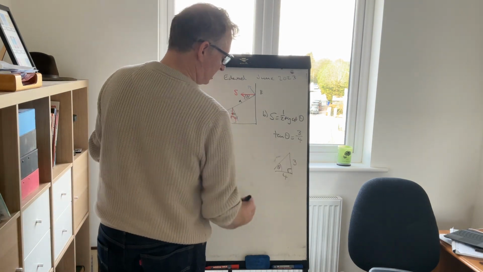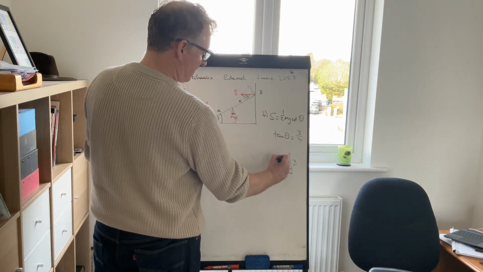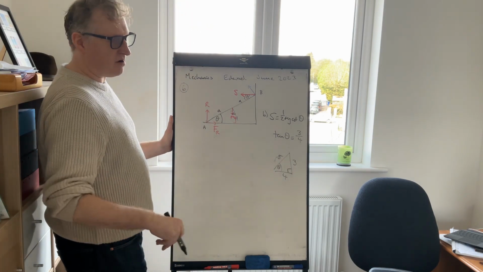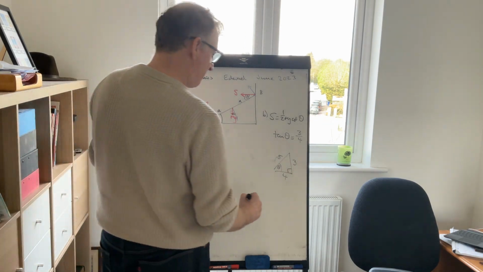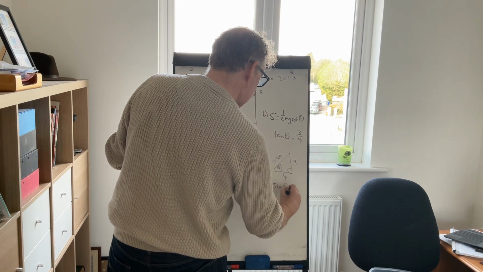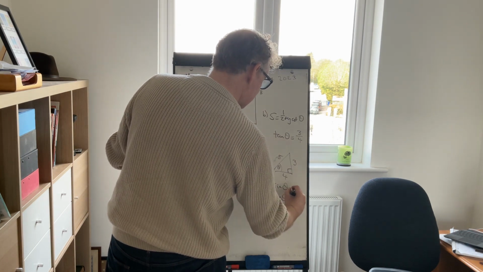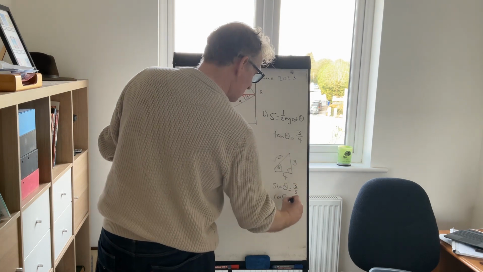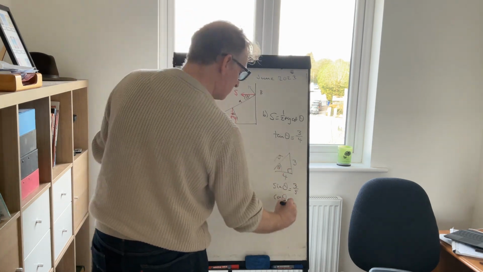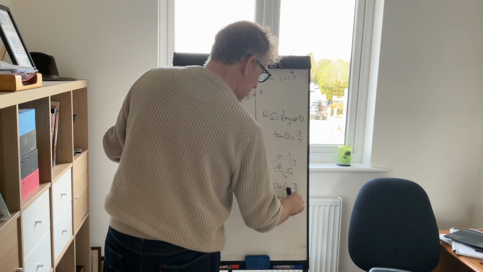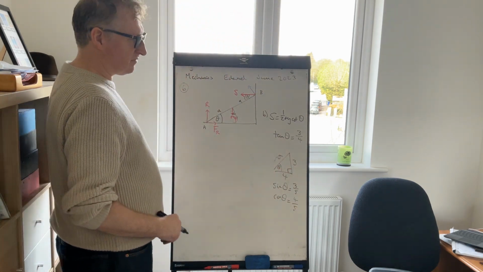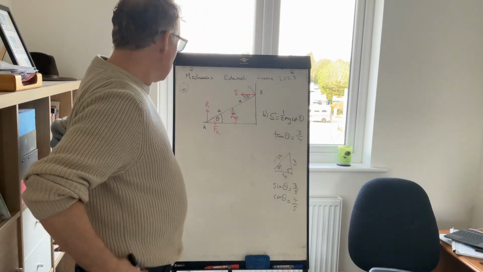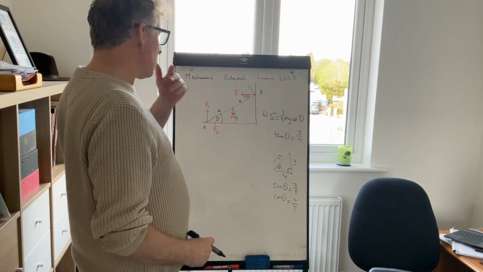And if that's the case, 3, 4, we can do Pythagoras to work out that's 5, or we know our Pythagorean triples. And therefore, we've now got sine theta and cos theta easily evaluated. Sine theta is 3 over 5. Cos theta, adjacent over hypotenuse, 4 over 5. So we're going to be using those values, no doubt. Right, we need to find the value of mu.